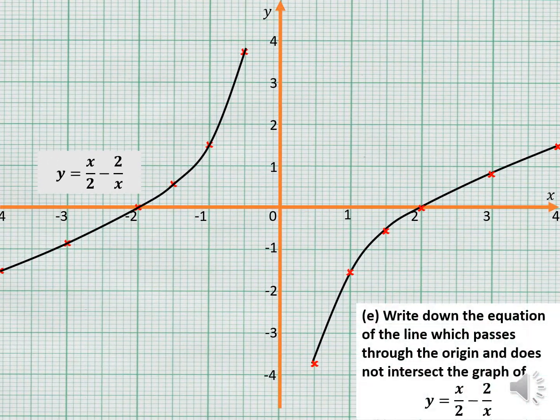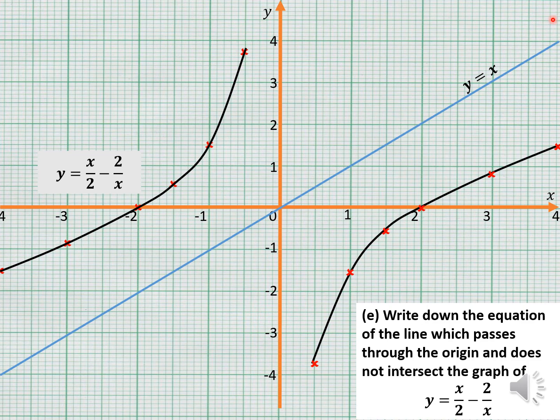Right, there is an E part that is saying write down the equation of the line which passes through the origin, and it does not intersect with the graph of x over 2 minus 2 over x. So we are going to find the equation of the line which does not intersect. One of the things that you can see is obviously the graph which passes through the origin is the graph of y equals x. Now I can't use y equals negative x, because the moment I use negative x here, it's obviously going to affect my graph. It's going to cut my graph at 2 places.